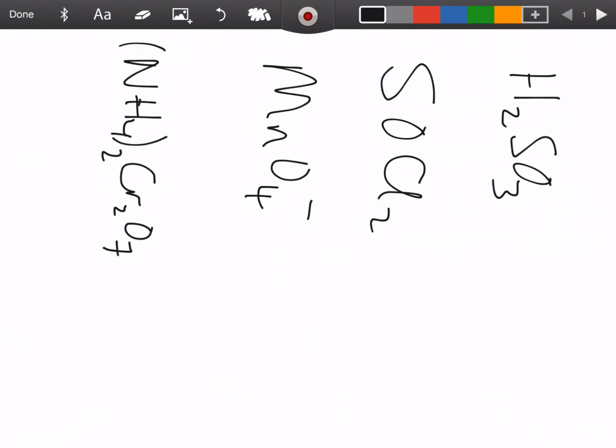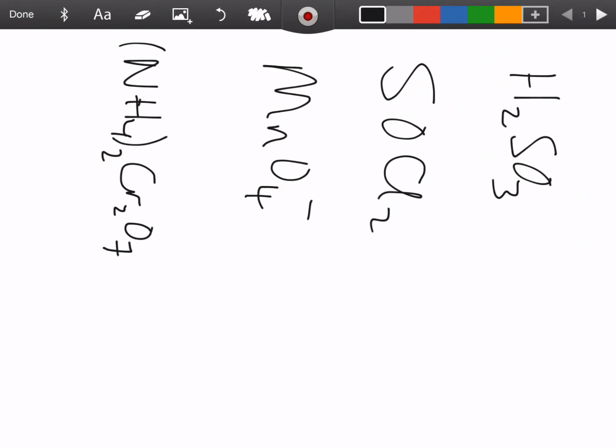So here I have four different species that I would like us to take a look at in terms of determining what the oxidation states or oxidation numbers are of each of the elements in each of the compounds or ions. So if you want to take a pause here and try and work through those, I'll come back.